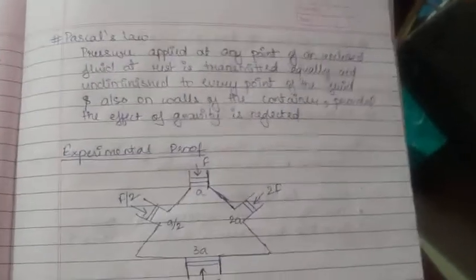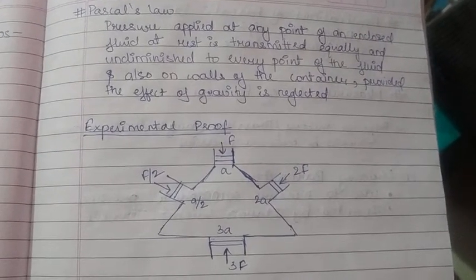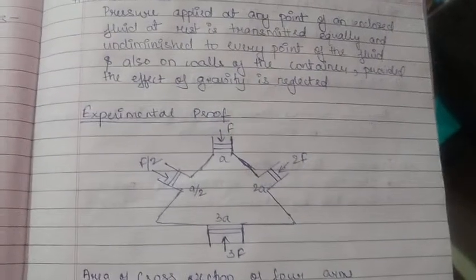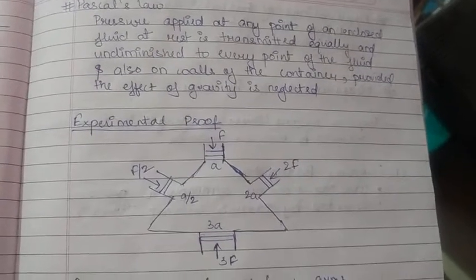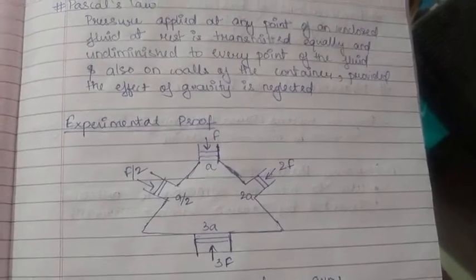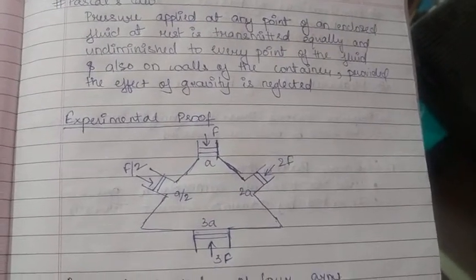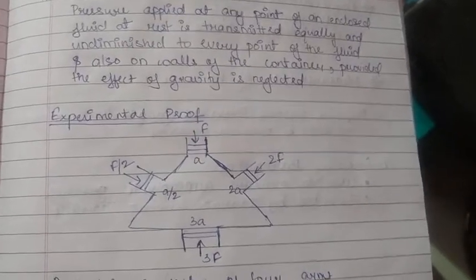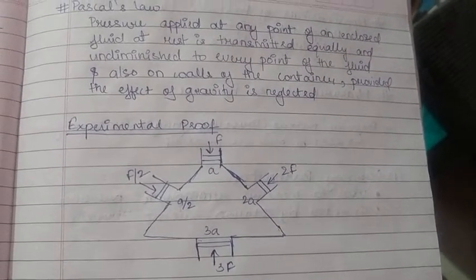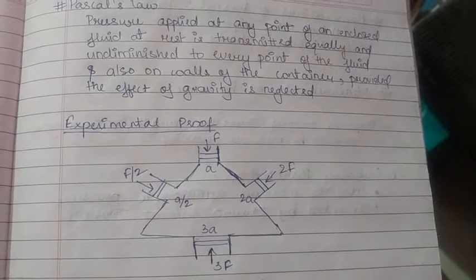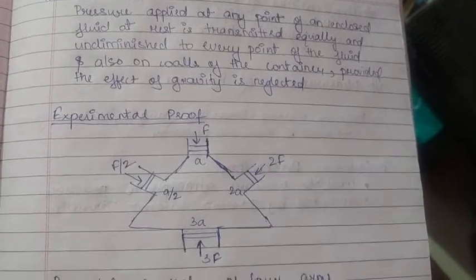So basically, to understand Pascal's law in simpler words, suppose you have some container or vessel in which you have some fluid. The pressure applied at any point of that vessel, with the fluid at rest, is transmitted equally to each and every point. So at each and every point the pressure applied is the same, on the fluid as well as on the walls of the container, and the condition is that the effect of gravity should be negligible.